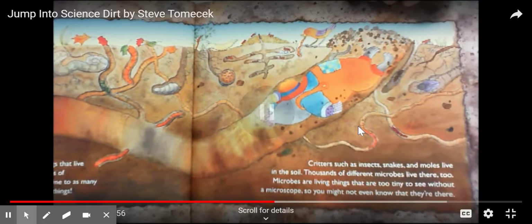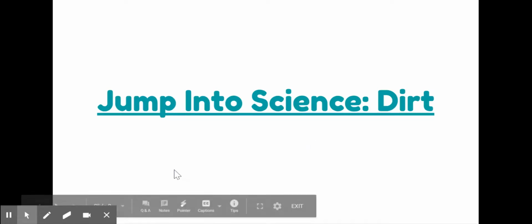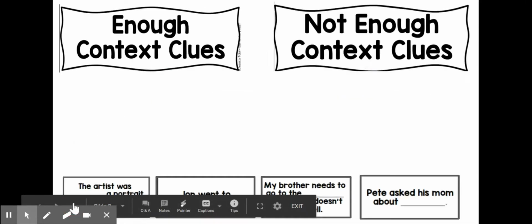So the word microbes, it tells us right in the text what that word means. It says microbes are living things that are too tiny to see without a microscope. Okay, we're going to stop our reading right there. So we just read this text, Jump into Science Dirt, and we stopped at some spots and we figured out what some of these words meant by using our context clues.